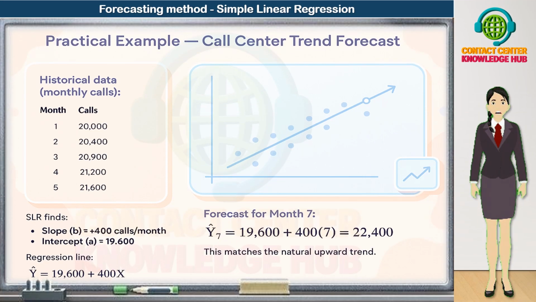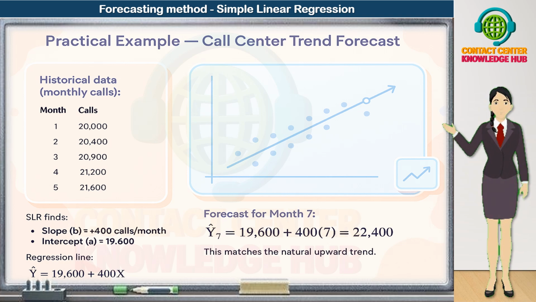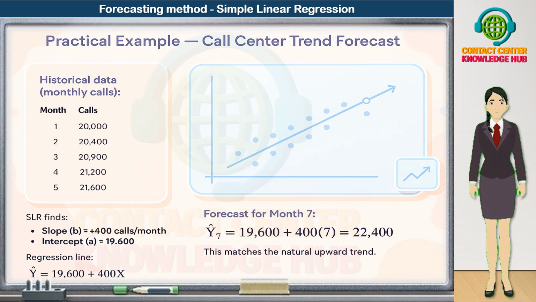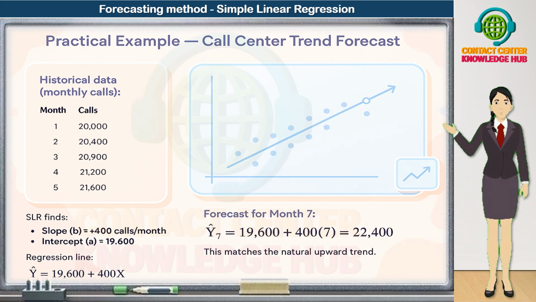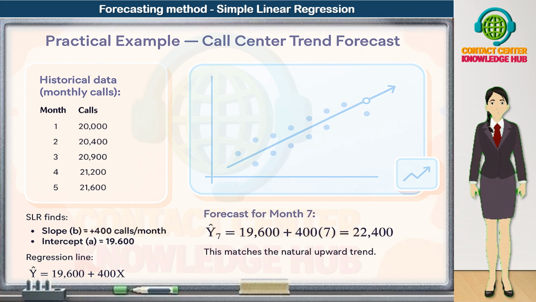Let's walk through a complete practical example of using simple linear regression to forecast call center call volume. We begin with 6 months of historical data. Month 1, 20,000 calls. Month 2, 20,400. Month 3, 20,900. Month 4, 21,200. Month 5, 21,600. Month 6, 22,100.